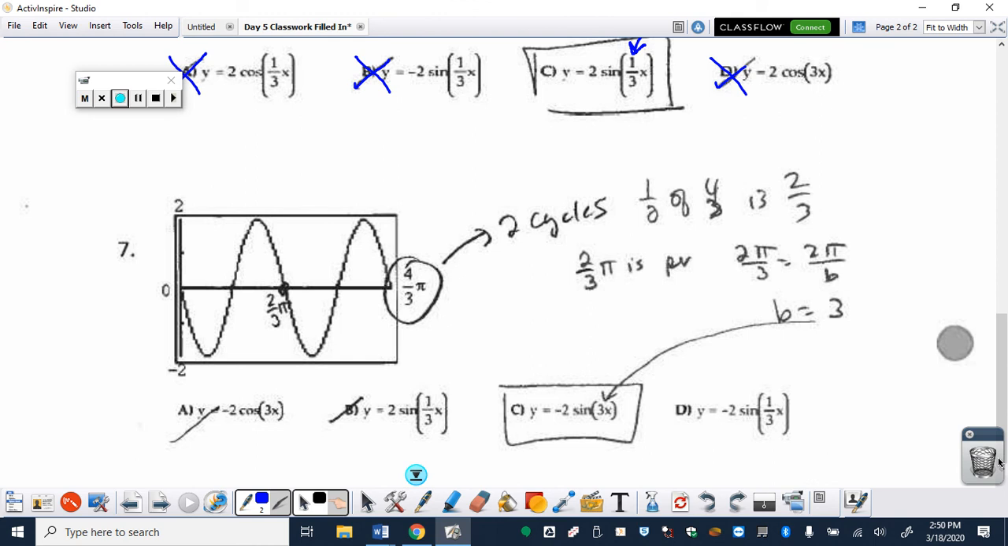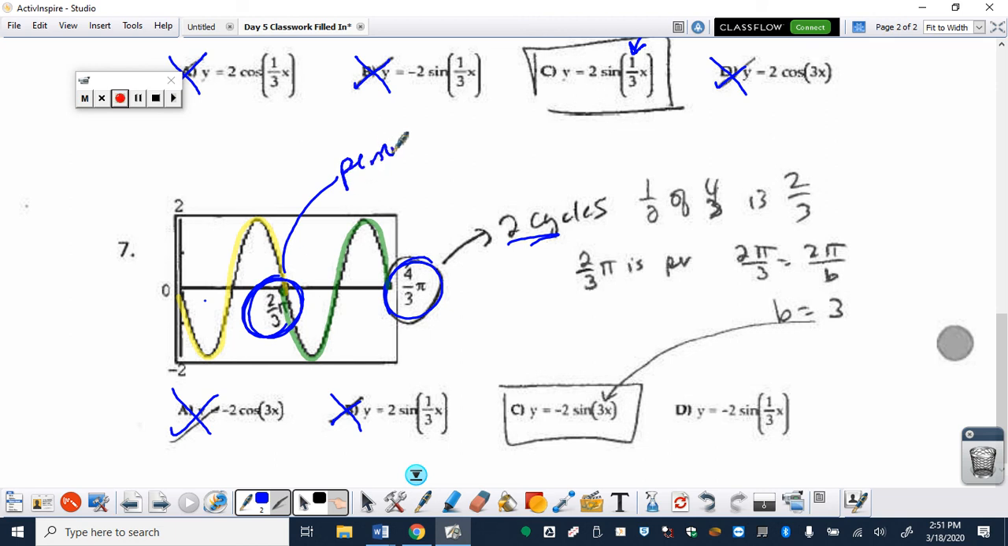We do see that it's a sine curve, so we're going to cross out the 1 cosine, and it's a negative sine curve, so it can't be choice B. But is it choice C or is it choice D? They're both negative 2 sine curves. Again, we have 4/3 pi, but there's 2 graphs there. So again, we have a curve here, that's 1, and then we have another one that's right here. So the period is actually 2/3 pi.